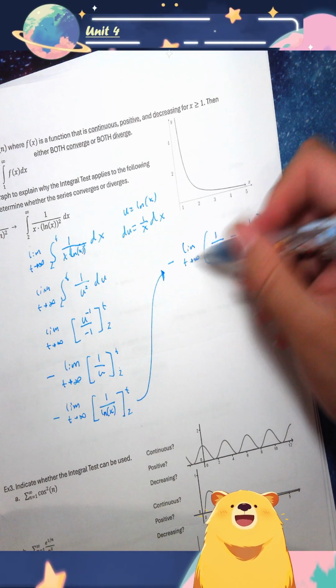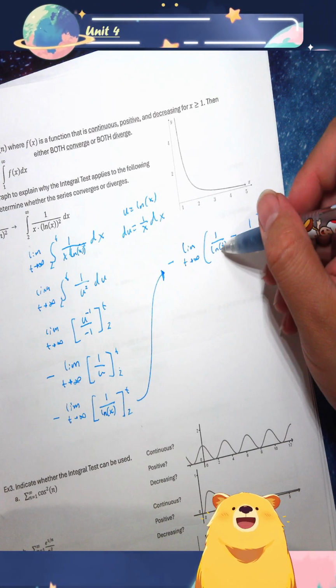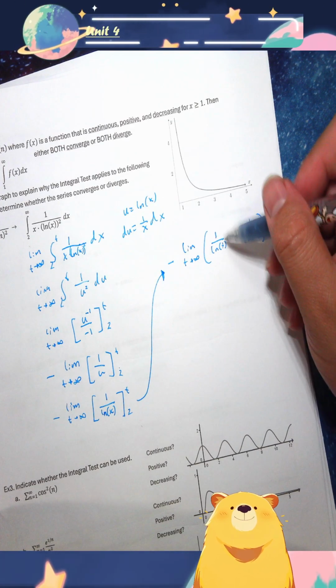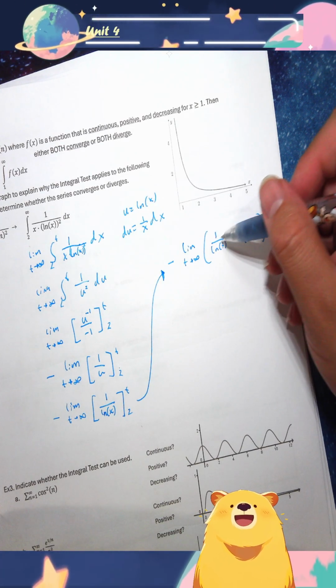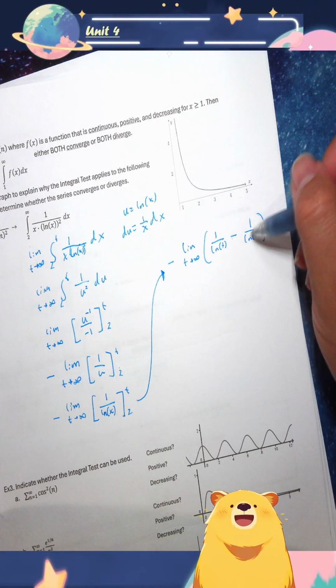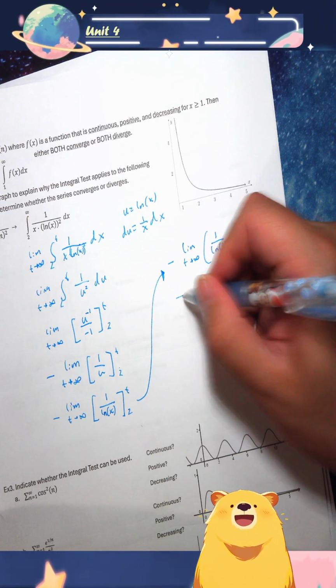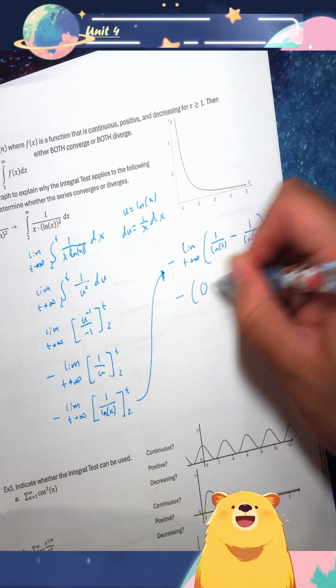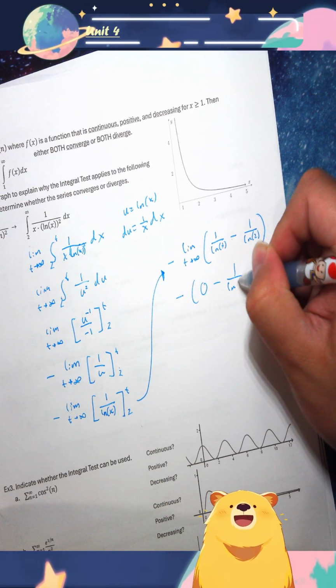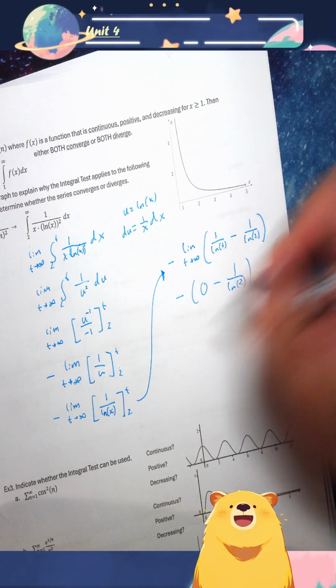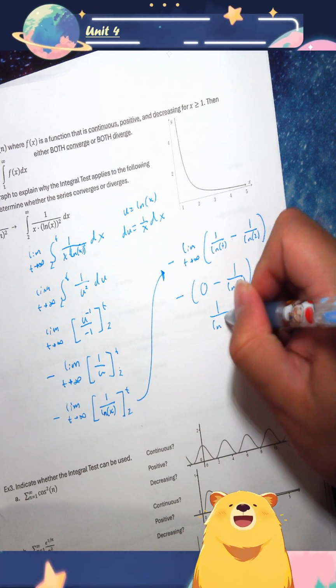Well, if t goes to infinity, this bottom term is going to go to infinity. So that means this will just disappear into a 0. This, however, doesn't have t in it. So really, evaluating the limit gets you 0 minus 1 over ln of 2, which after simplification is 1 over ln of 2.